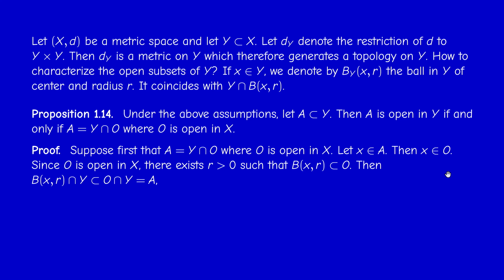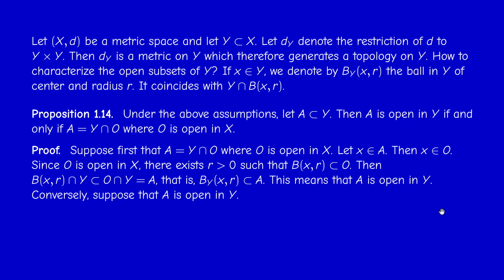So the intersection of B(x, r) with Y is contained in the intersection of O with Y, and this is just A. Now B(x, r) intersected with capital Y is just the ball B_Y(x, r). So we found a ball in the smaller space, capital Y, of center small x, totally contained in A. And by definition, since x was arbitrary, this means that capital A is open in capital Y. So this is half of the proof. Now, conversely, suppose that capital A is open in Y. Here we have to distinguish between open in Y and open in X, not the same thing in general.